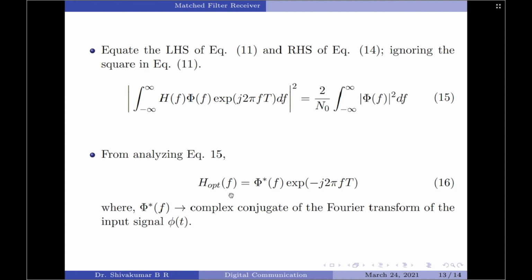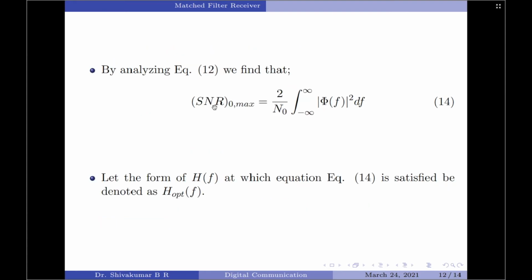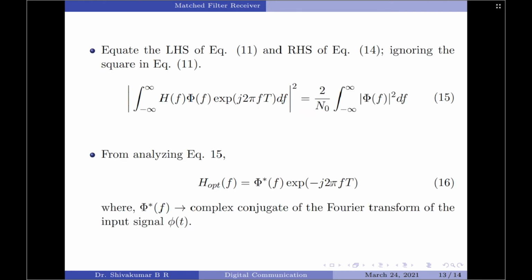So what we have defined for the H optimum of f in equation 16 is in fact the correct representation that must be made in the LHS of the Schwarz inequality equation to make sure the output SNR is maximum. So equation 16 states that except for a time delay factor given by exponential of minus j2 pi f capital T, the transfer function of the optimum filter is the same as the complex conjugate of the spectrum of the input signal. So that is the form of the H optimum of f.